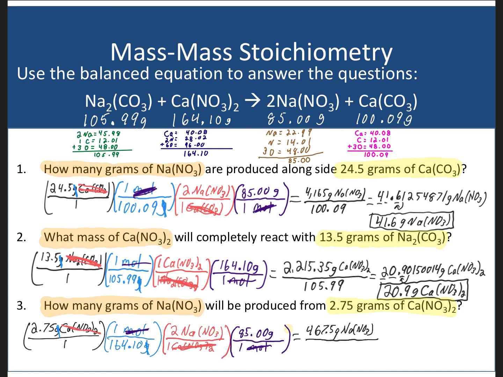If I multiply the denominators, 1 times 164.10 times 1 times 1 is 164.10. I divide my numbers here. 467.5 divided by 164.10, I get 2.8488726 grams of sodium nitrate. Exactly what the question is asking for.